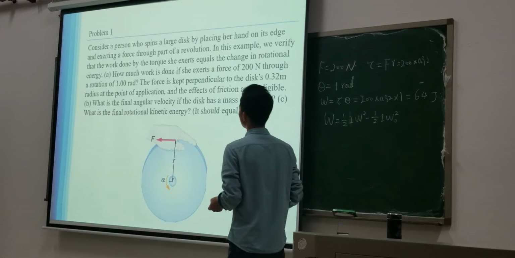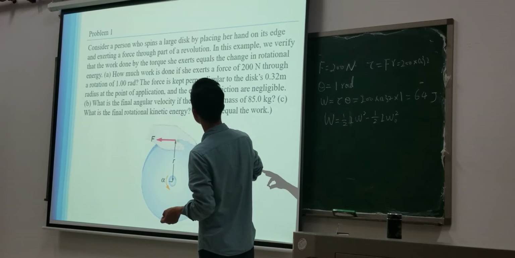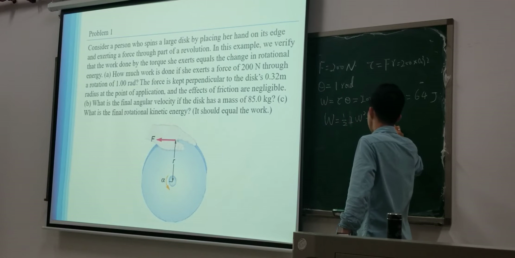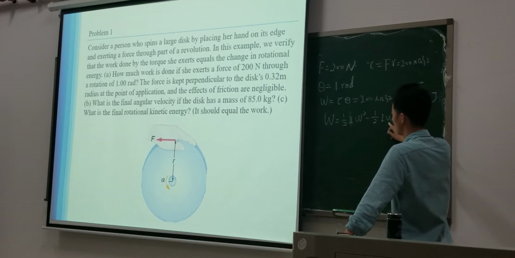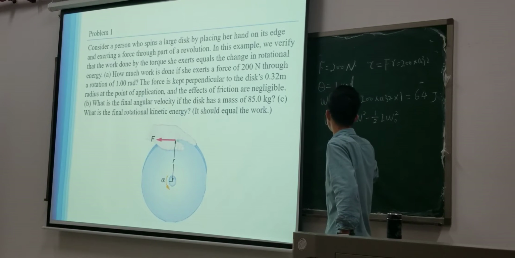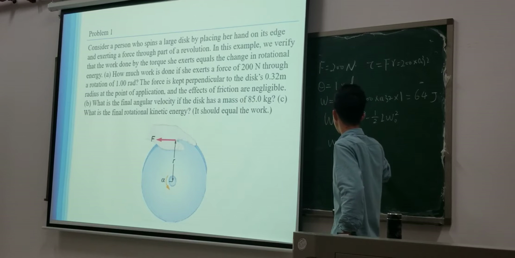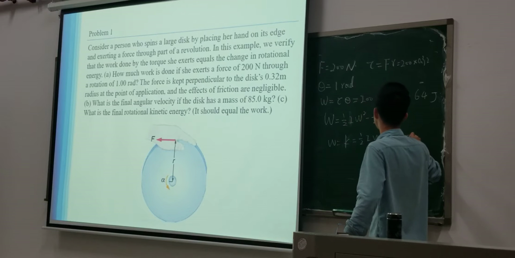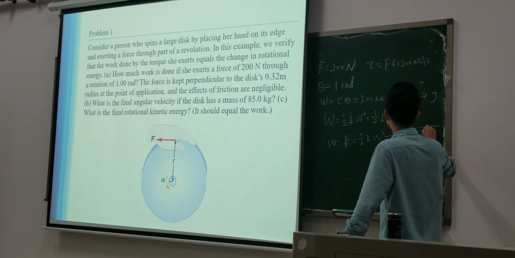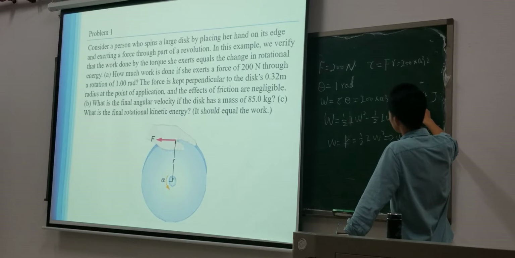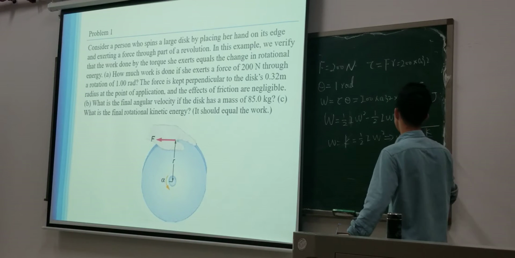The first one, the disc is at rest. So the initial angular speed is 0. So the work is equal to K, equal to half I omega square. So the omega is equal to root 2K over I, and the K is equal to the work. And the work is 64 joule. So the omega is this.